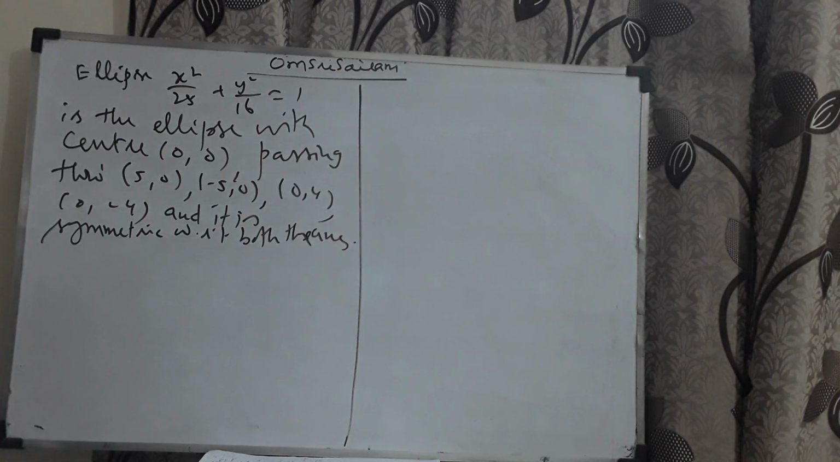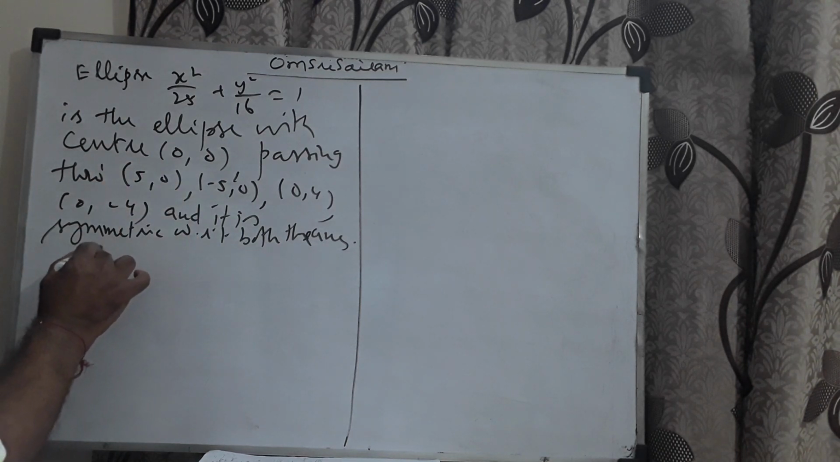Just see here, when y is 0, x is plus or minus 5. Therefore, it passes through 5, 0, minus 5, 0. When x is 0, y is plus or minus 4. It passes through 0, 4, 0, minus 4. When x is replaced by minus x, equation remains the same. Therefore, it is symmetric with respect to y-axis. When y is replaced by minus y, the equation remains the same. Therefore, it is symmetric with respect to x-axis. These are the things you are supposed to remember anyway.